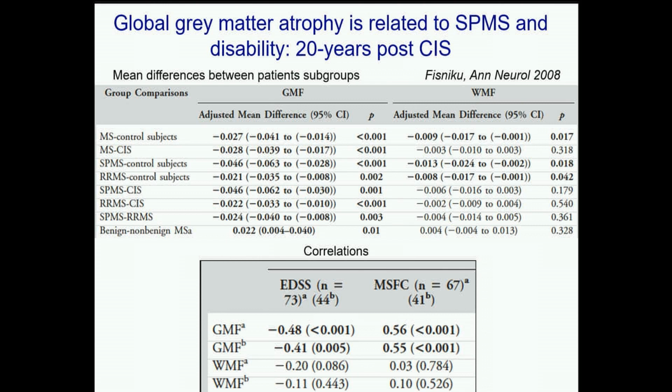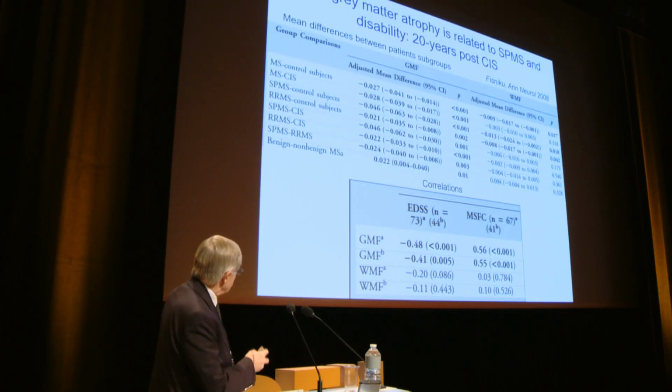And Leonora Fizniku, in a 20-year follow-up of one of the CIS cohorts at our group, identified that there is greater grey matter atrophy than white matter atrophy. Particularly, the most marked grey matter atrophy occurred in secondary progressive MS, with about twice the amount of grey matter atrophy compared to relapsing remitting MS subjects. And she also found that the measure of grey matter atrophy correlated significantly with disability measures, whereas the white matter atrophy measures did not.